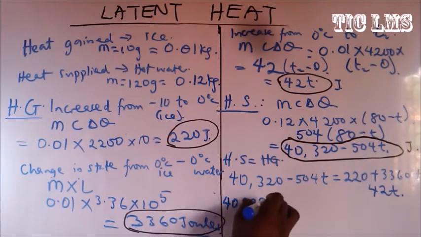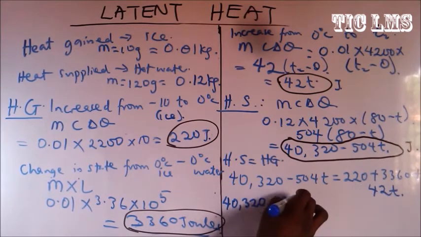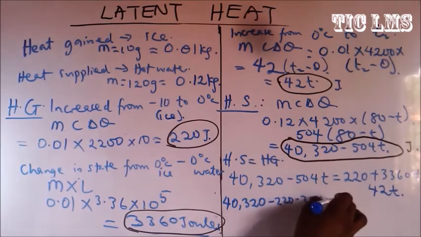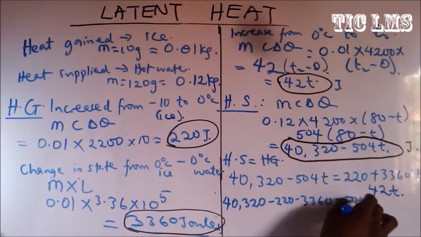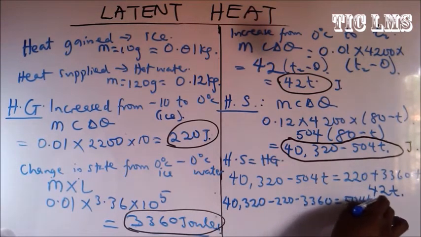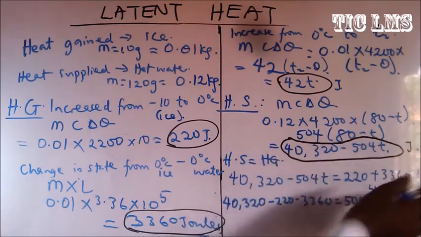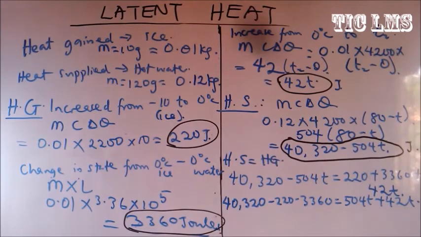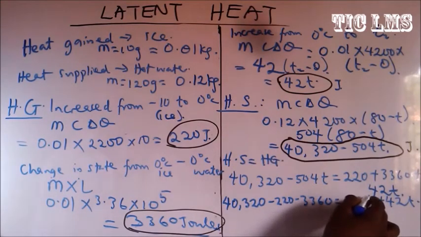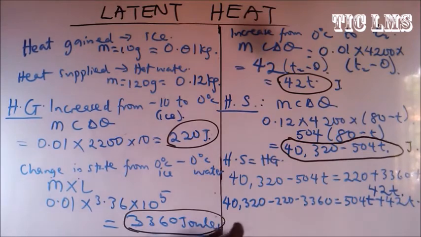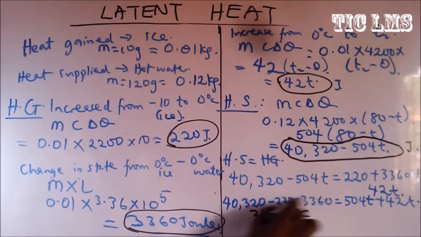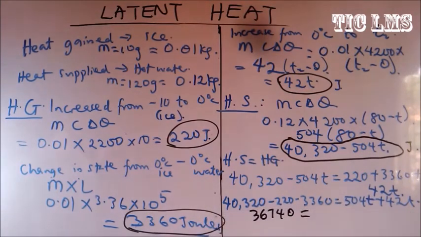Now when we collect the like terms, we will have 40320 minus 220 minus 3360 equal to 5040 plus 42T. So we brought this minus 504T over to this side. So we have this as T. So when we solve all this, we will find out that all this gives us 36,740.